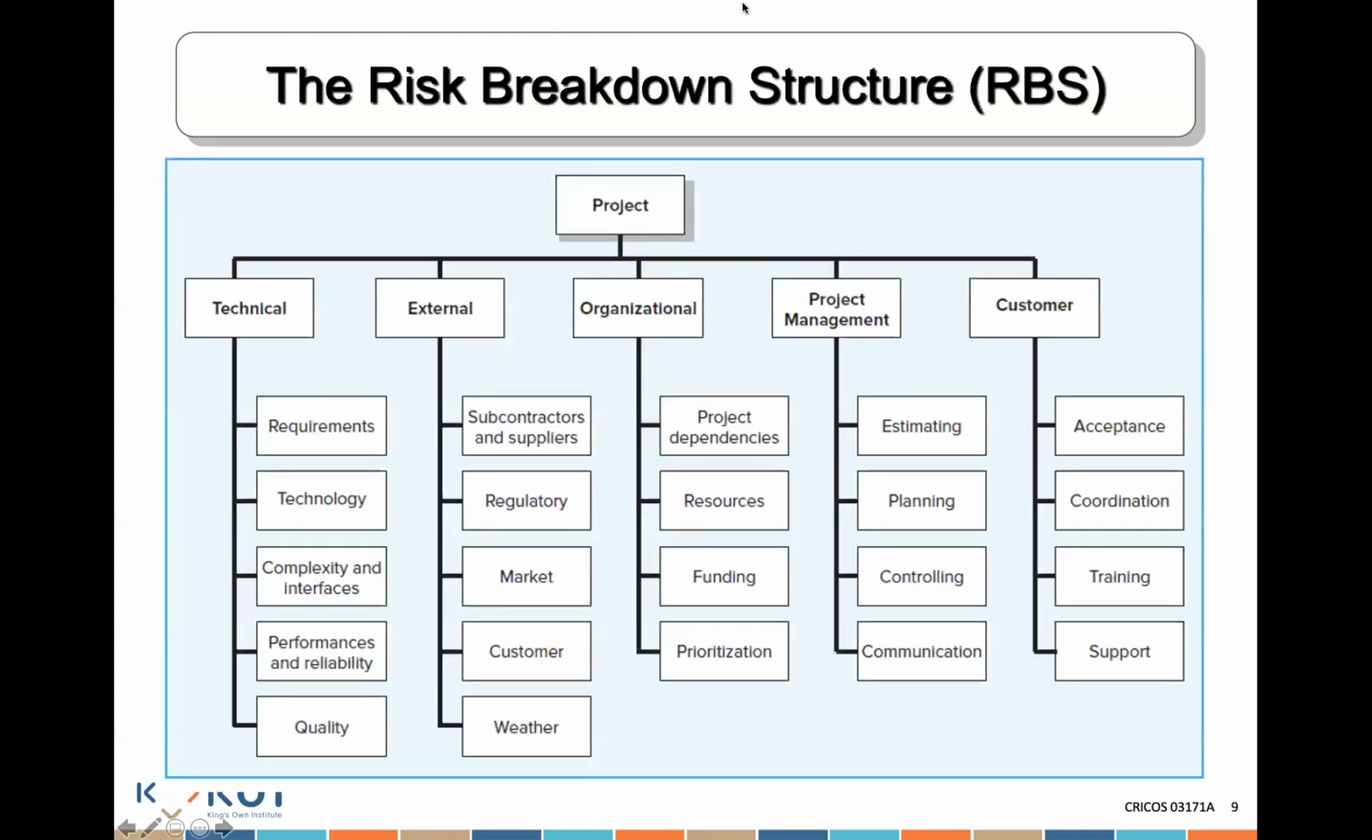Now, when I talk about the risks, there are all of these various categories of risks that we could think about. It could be technical risk, external risk, organizational, project management, customers. And these are only a few for me to bear in mind. There might be many, many more. But it's about thinking about all of these potential risks that we need to deal with and manage accordingly.